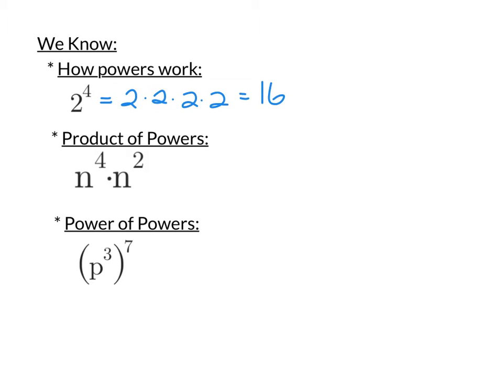When we're looking at the product of powers, that's when I have one exponent, n to the 4th, times another one, n to the 2nd. And we saw that to simplify that, all we have to do is add those powers together, and that will simplify to n to the 6th. And the third thing is that we have power of powers. So if I took a power, like p to the 3rd, and raised it to another power, how we simplified that was to multiply these two powers together, p to the 21st.